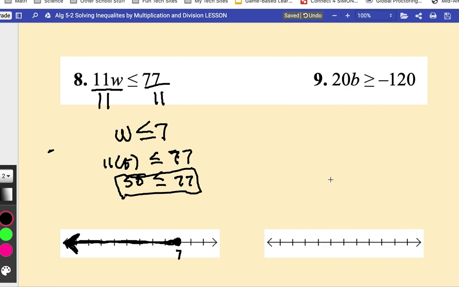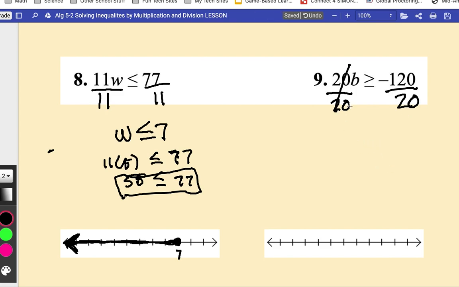All right, let's look at one more example of how this works. Okay, so you got 20b. All right, 20 times b, or the product of 20b, is at least, in other words, greater than or equal to negative 120. So again, we're going to do the same thing where you want to get b by itself, and we do that by getting the coefficient to 1. Well, the only way I can get the coefficient to 1 is if I divide by 20. And so I'm going to divide both sides by 20 because that's just what we do.